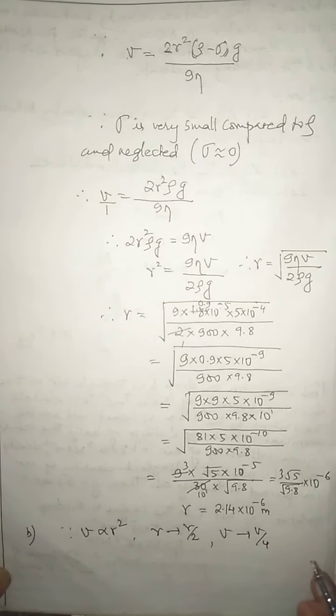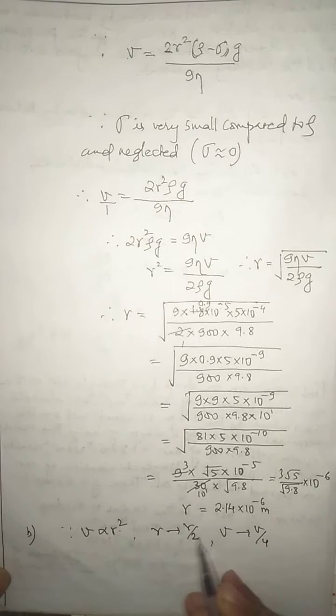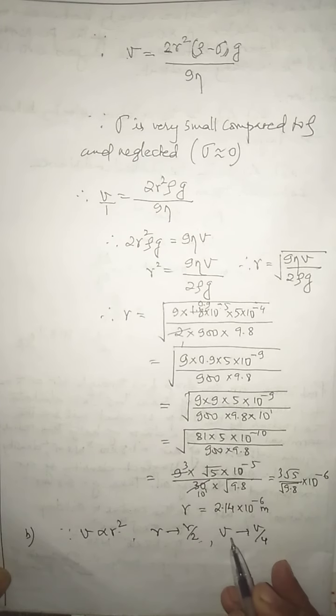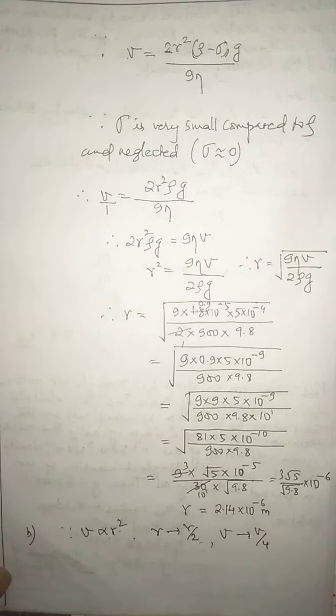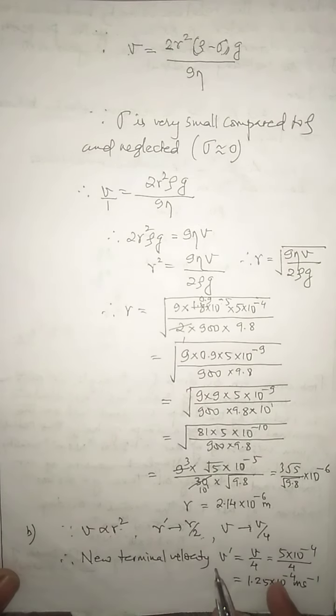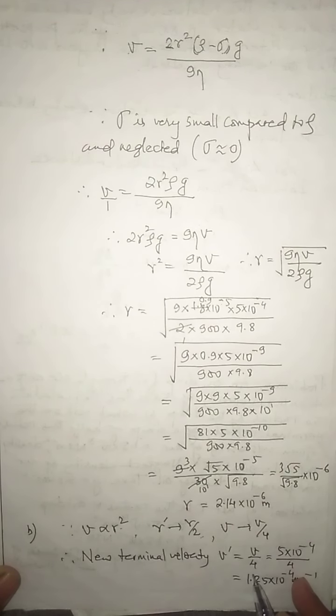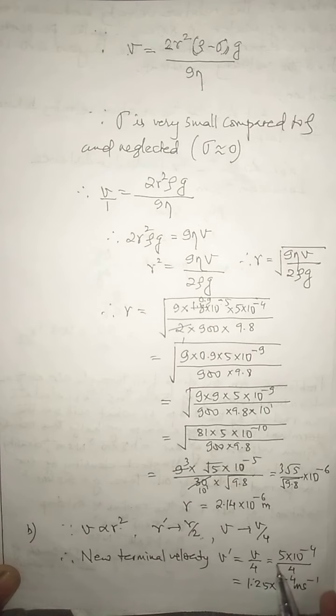So now the new terminal velocity will be 1/4 the terminal velocity. Okay, 1/4 the what? Terminal velocity. Because if R is R by 2, then square of that means what? R square by 4. Okay, so terminal velocity will be reduced to 1/4 the original terminal velocity. Now you know the original terminal velocity, and your new terminal velocity will be V by 4, 1/4 of the original terminal velocity. Original terminal velocity means 5 into 10 power minus 4.